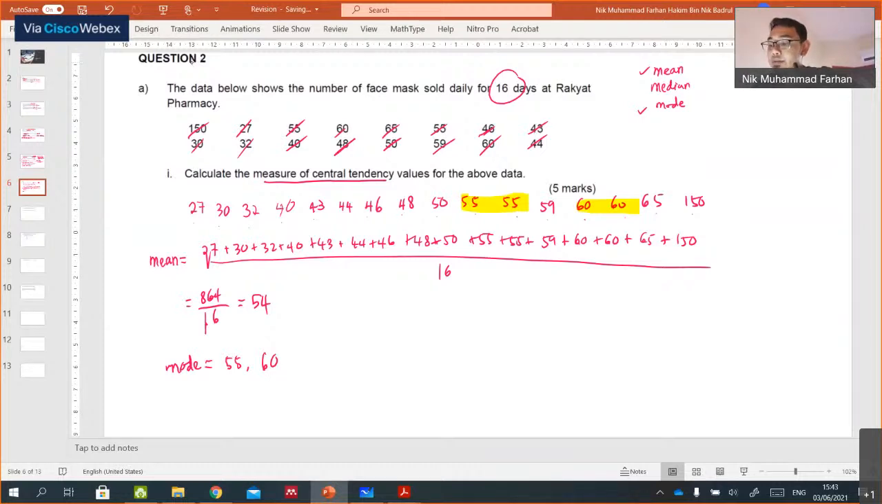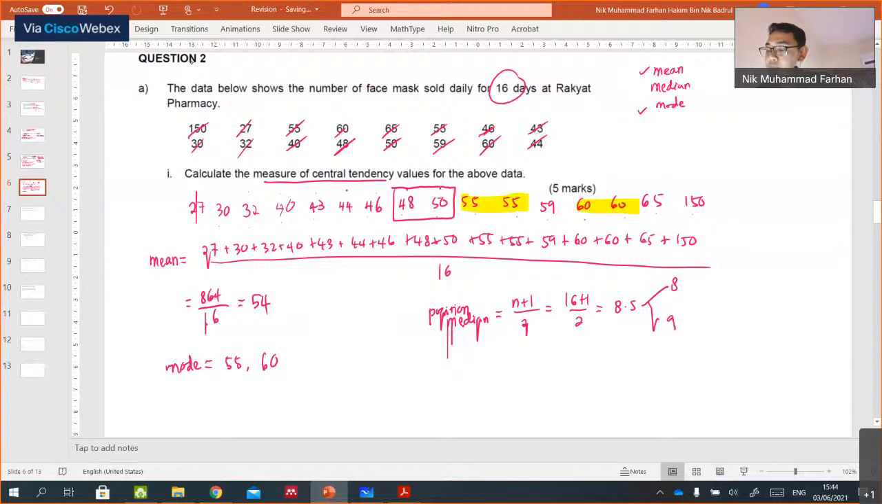Alright, so next one is the median. To find the median, you have to first find the position of the median. The formula is (n plus 1) divided by 2. n is 16, so 17 divided by 2 gives 8.5. This means the 8th and the 9th positions. So in your sorted data: first, second, third, fourth, fifth, sixth, seventh, 8th, and this one is the 9th. So between these two. That one is the median position. So the median is 48 plus 50 divided by 2.